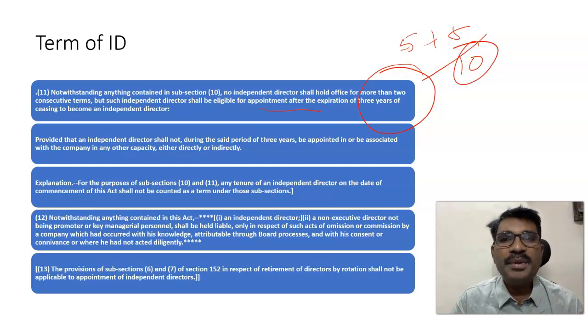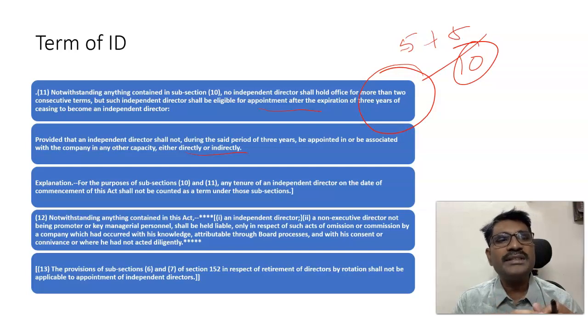Provided that the independent director shall not, during the said period of 3 years, be associated with the company in any other capacity, either directly or indirectly. And the explanation for subclauses 10 and 11: any tenure of an independent director before the date of commencement of this Act shall not be counted as a term. So you can remember in simple terms, the term of the independent director is 2 terms, during which he can consecutively hold the post.